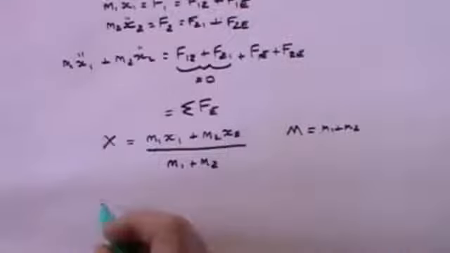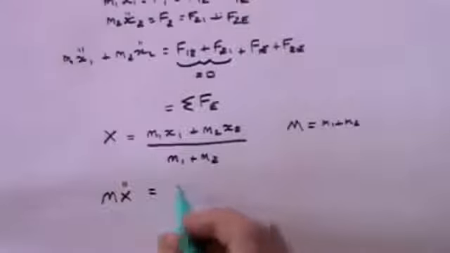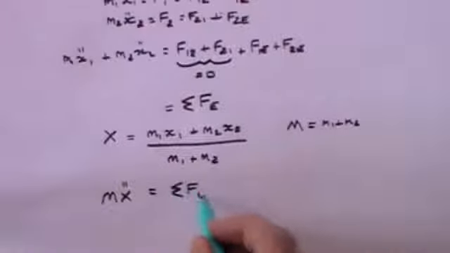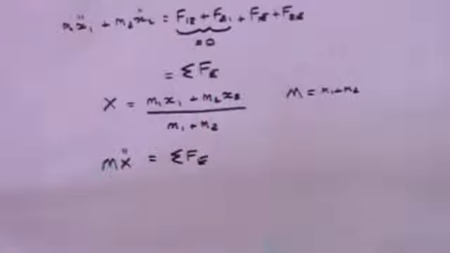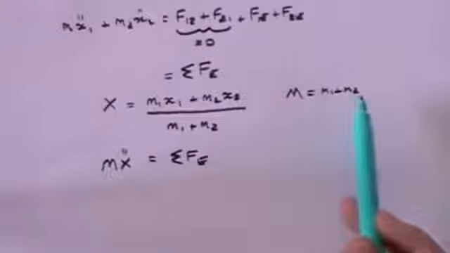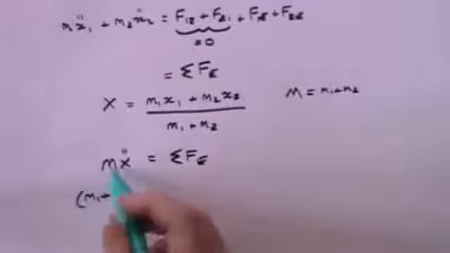What I propose to show you is that the capital mass, capital M for the total mass, times the second differential of this new term x, which is obviously the acceleration of x, is going to be equal to the sum of the external forces. In other words, it's going to be that sum there. How can I show that relatively easily? What is M? It's m1 plus m2. So m1 plus m2 is M.